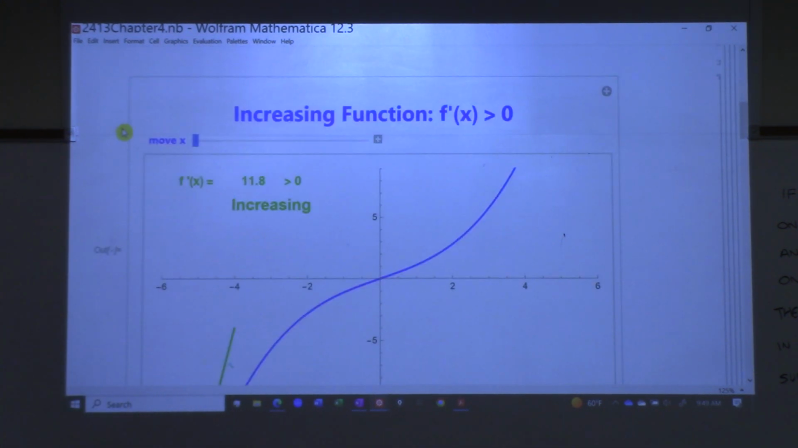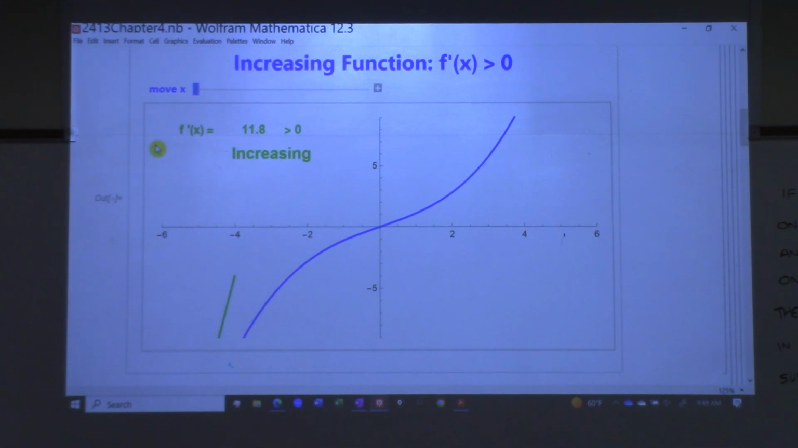So here's an example. There's an example of an increasing function. When you go from left to right, it goes up. And you can see that at any point on the graph, the tangent line has positive slope. I have green to represent positive, with the computer calculating the derivative. It's always a positive number, and the graph is increasing.